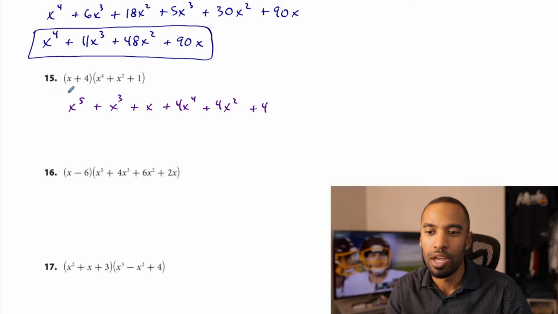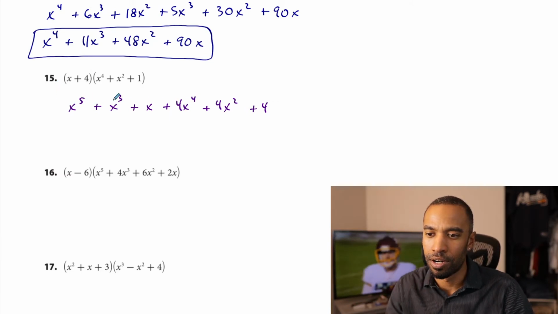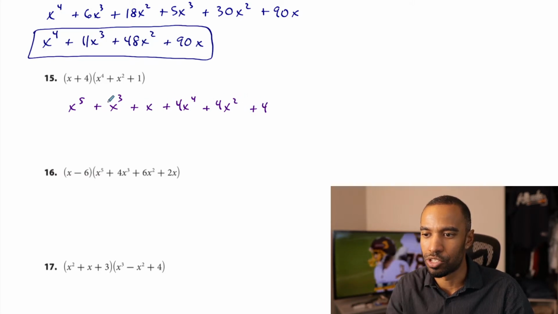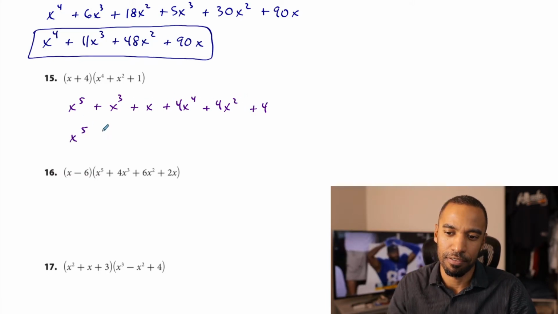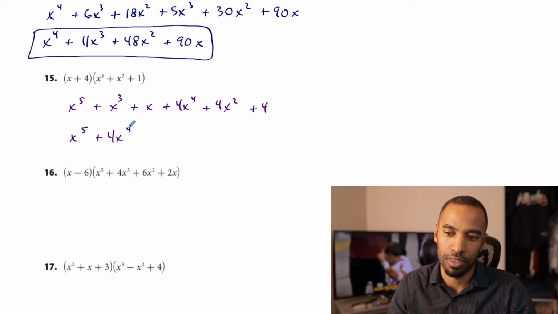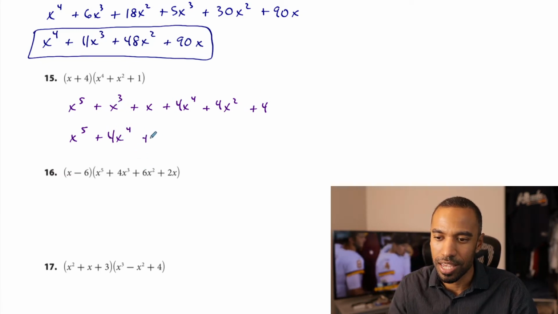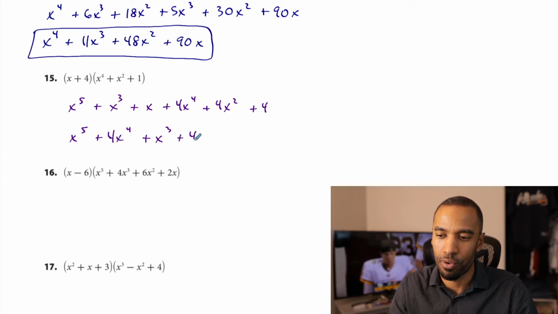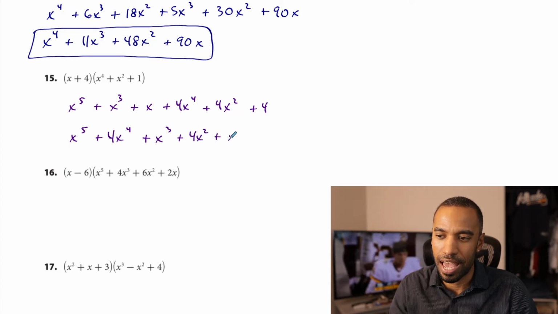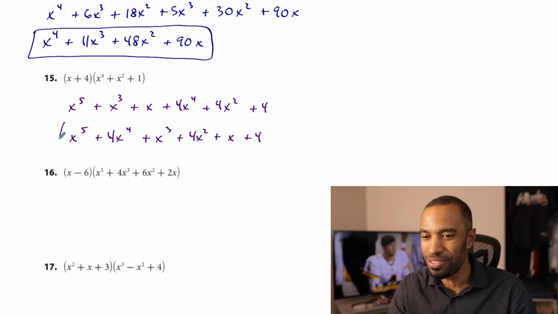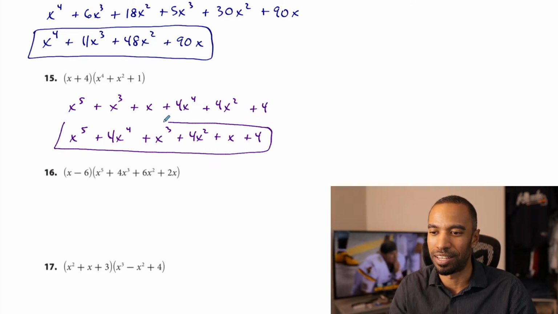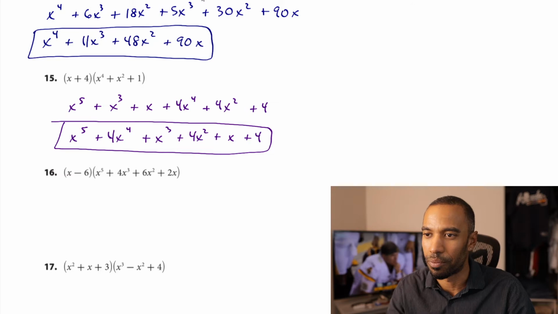Let's get in standard form. We have degree 5, 4, 3, 2, 1, 0. So I'm going to get x to the 5th plus 4x to the 4th. Looks like all the even degrees will have a 4 coefficient, or the constant. Plus x cubed plus 4x squared plus x plus 4. Ooh, that's a fun problem right there. That's pretty good. Enjoyed that one.